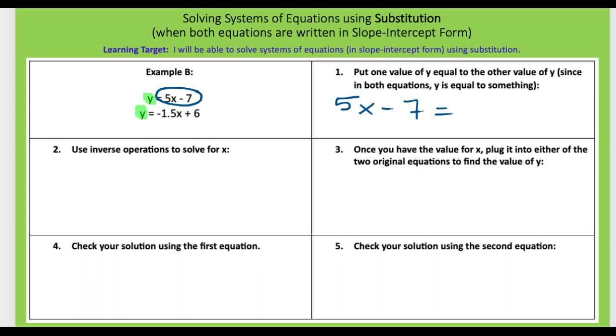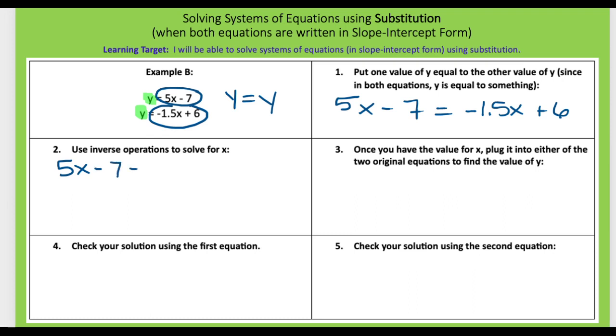And then the second one, I'm going to replace, because I'm allowed to say y equals y. They're the same thing. That's why I'm able to use substitution and replace the y with what it's equal to. So then on the right side, I've got negative 1.5x plus 6. Okay, step 2, use inverse operations to solve for x.